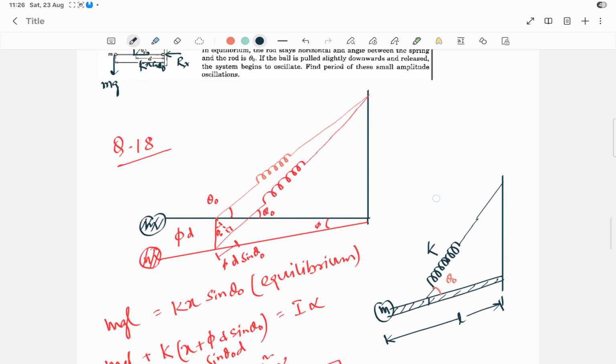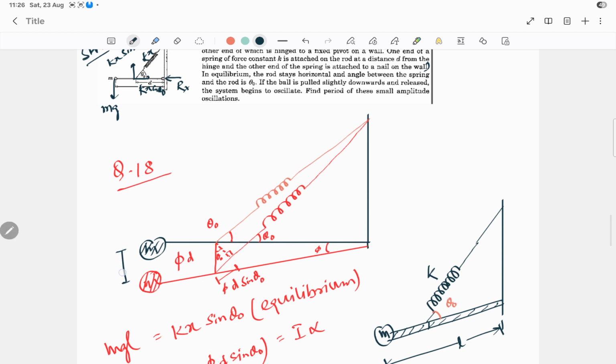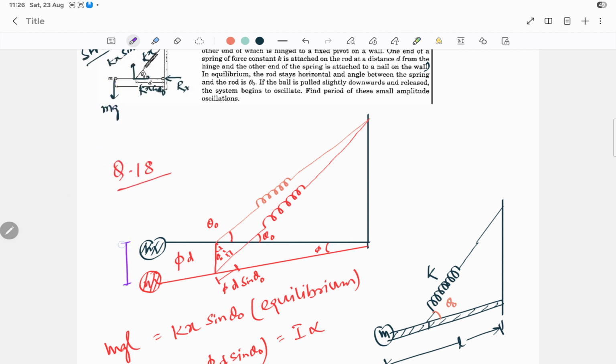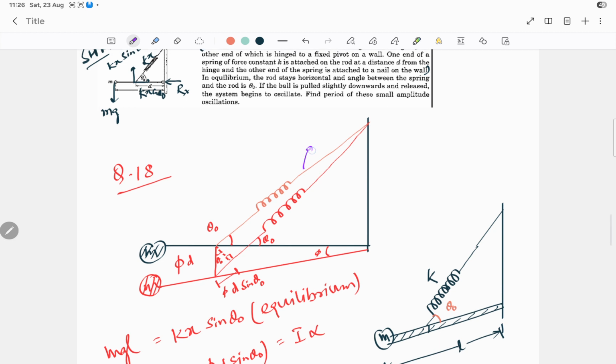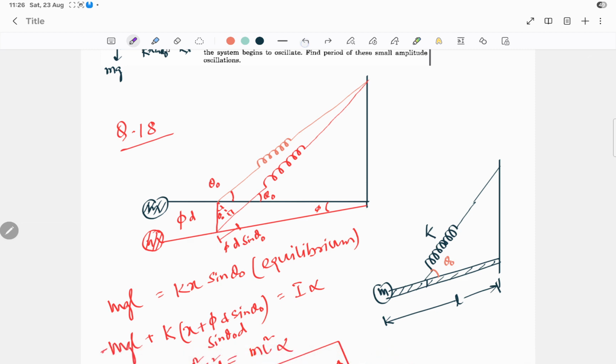So what can I do? Let's give a small displacement to this mass m. This one is a small displacement. Whenever the mass gets displaced, the spring will also get displaced. This is the initial condition, and this one is the later condition. If this is phi, then this one is phi d. This is theta naught, and this one you may also write as theta naught, because the difference in angle is very small.